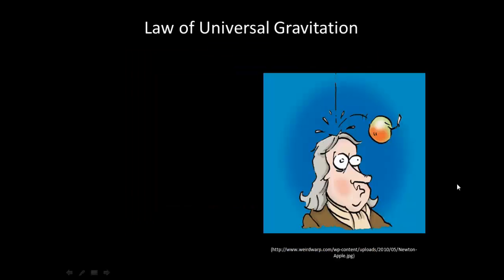Let's work to develop a deeper understanding of gravity. So Newton's law of universal gravitation describes the force between any two given masses. So let's consider for a moment what this force might depend on. Take a moment, pause the video, and think about what it might depend on.